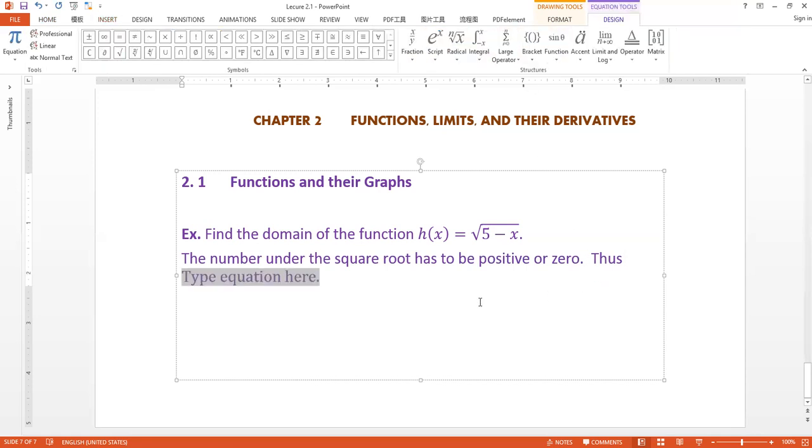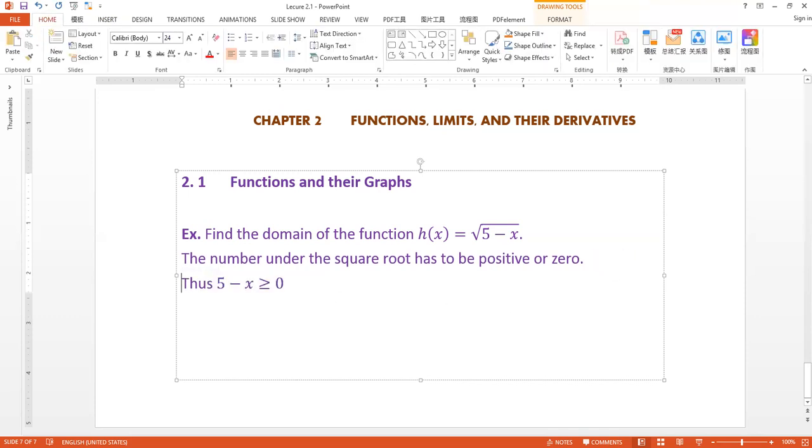So 5 minus x greater than or equal to 0, all right, because the number inside the radical in this example is 5 minus x. So you should consider all the part under the radical as a whole. And then we just need to solve this inequality.